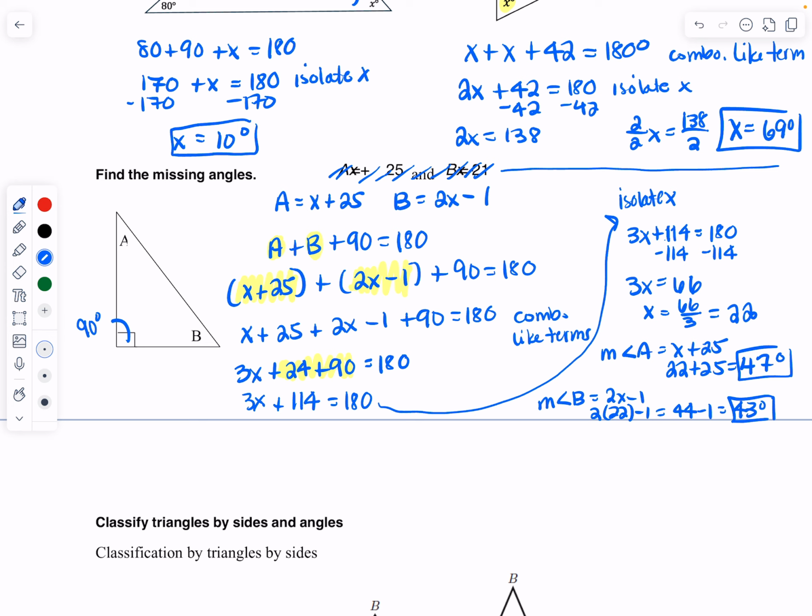Okay, that's going to be the end of 10.3 part 2, and we'll pick up here with 10.3 part 3. We'll talk about classification of triangles by sides and angles.